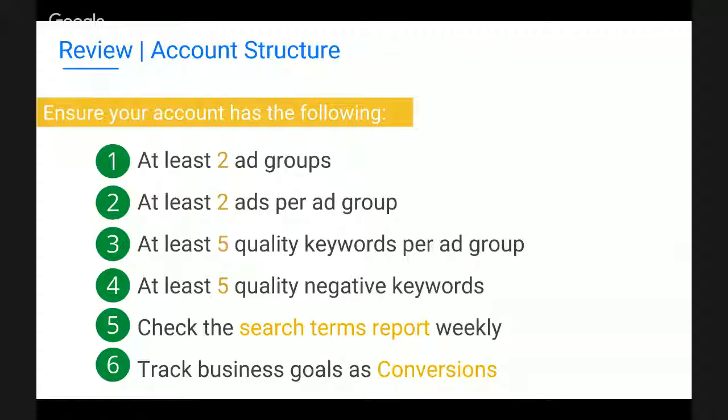At the same time, have at least 5 quality negative keywords. So if people can find your businesses with certain queries that are not relevant to you, that can be avoided. Check the search terms report weekly because you won't like the fact that maybe for 2 weeks at a stretch you have gotten a lot of irrelevant queries triggering your ads in Google. So as far as your keywords and ads are concerned, try doing it for 2 to 3 weeks, but search terms report, do it every week. And finally, track business goals as conversions to get an idea of your returns on investment.